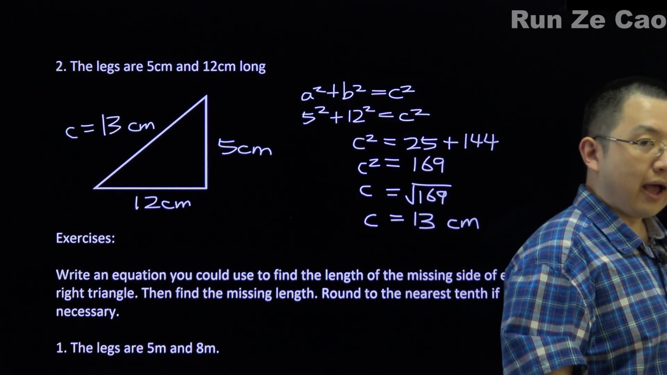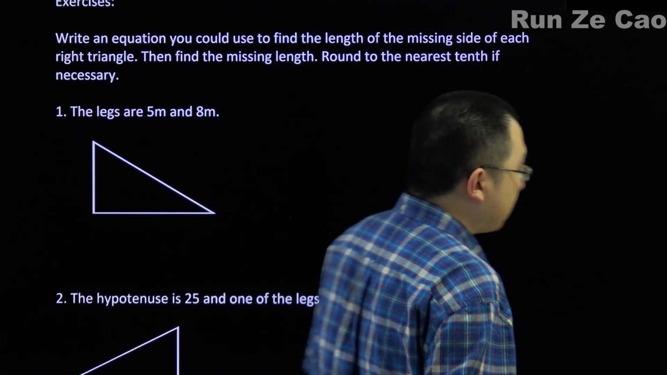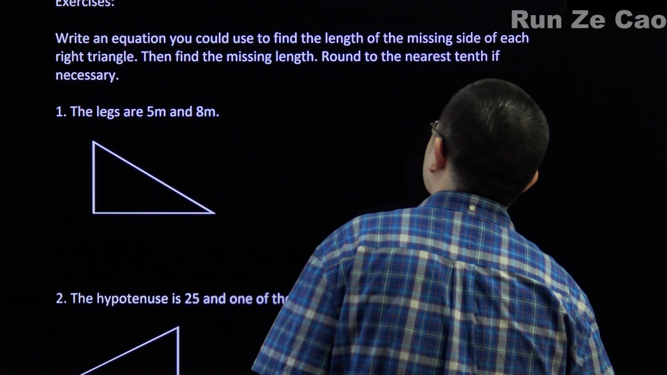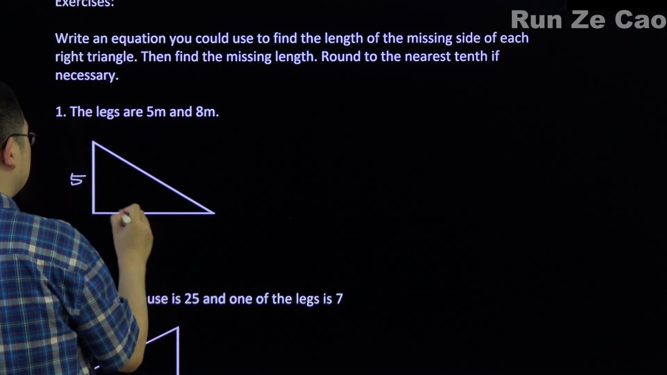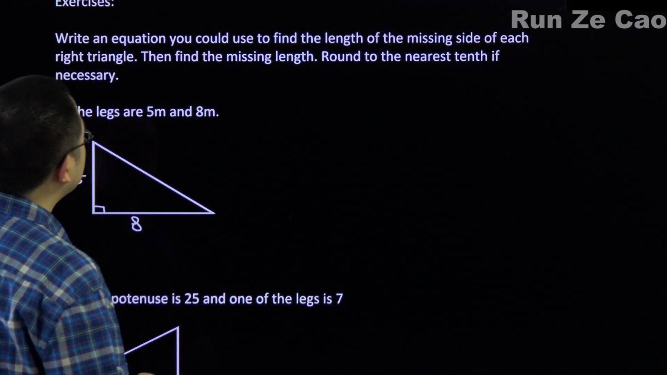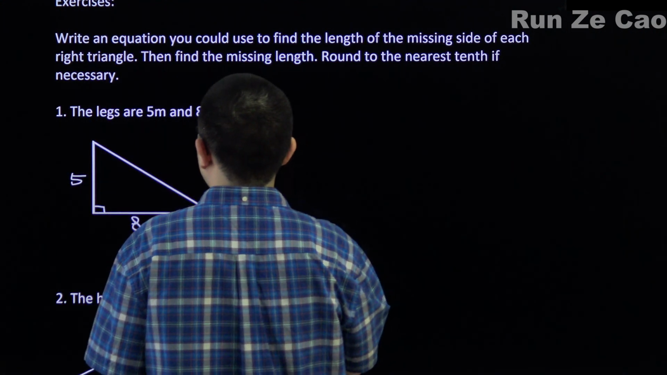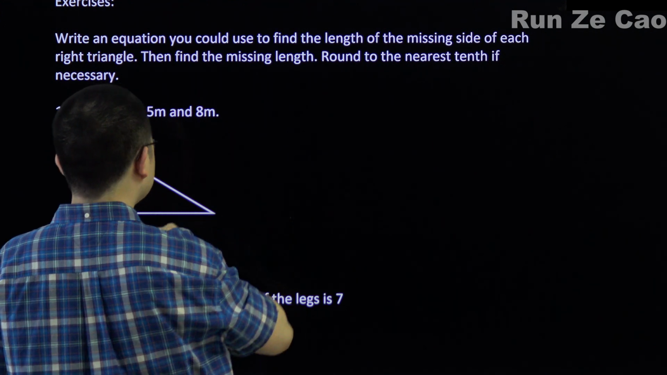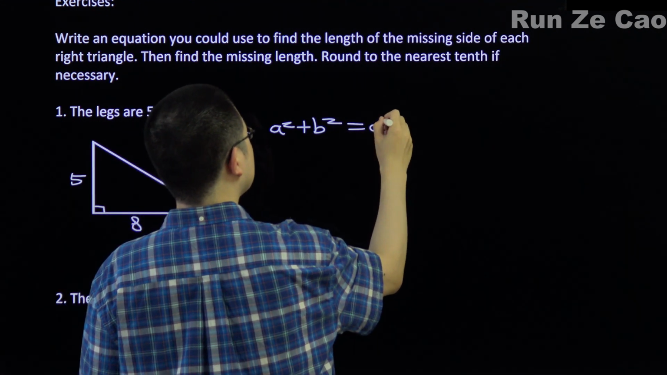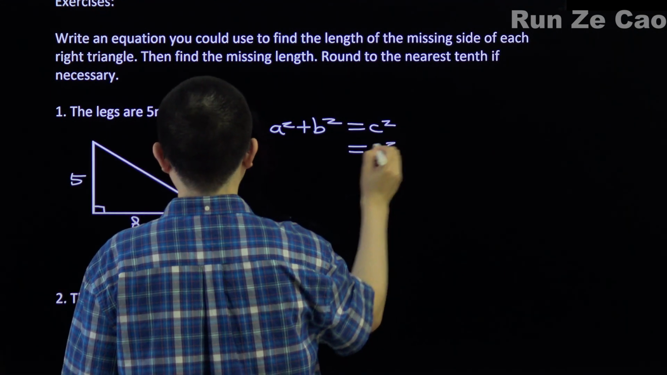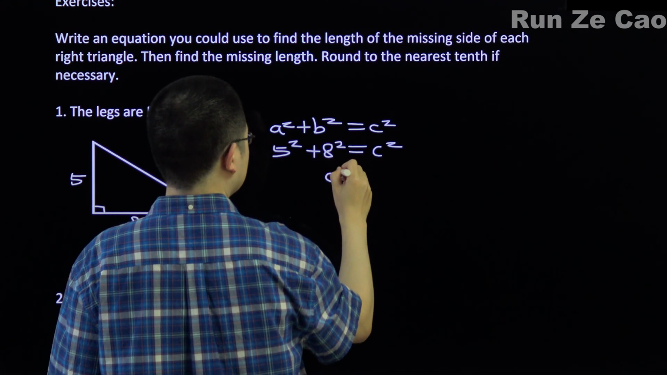Okay, let's do some exercises. Write an equation you could use to find the length of the missing side of each right triangle. Then find the missing length. Round to the nearest tenth if necessary. The legs are 5 meters and 8 meters. So, each right triangle, so yeah, right angle, 5 meters and 8 meters, a squared plus b squared equals c squared. C squared is equal to 5 squared plus 8 squared.